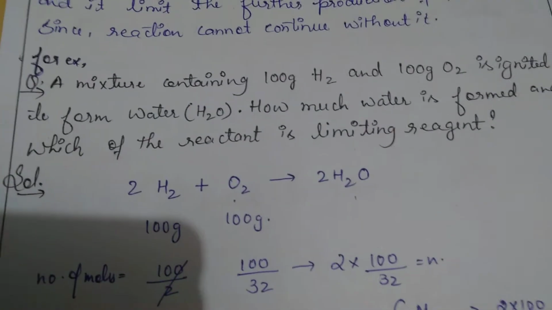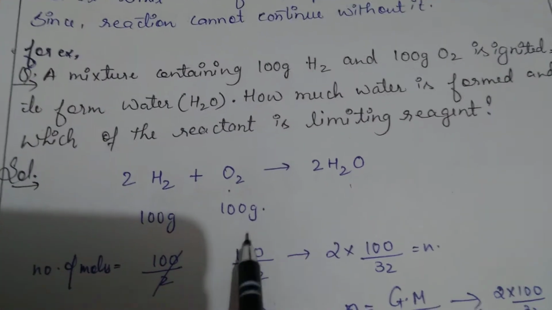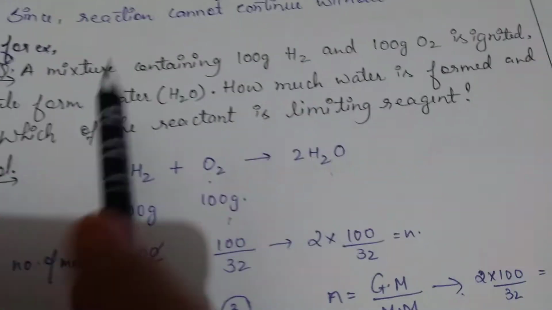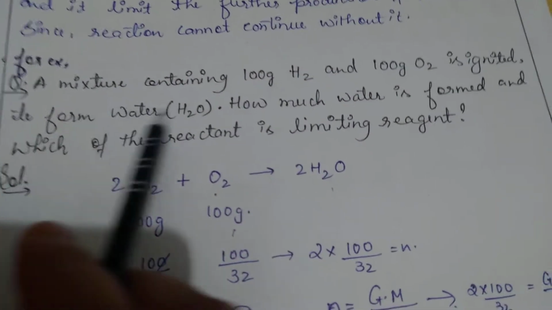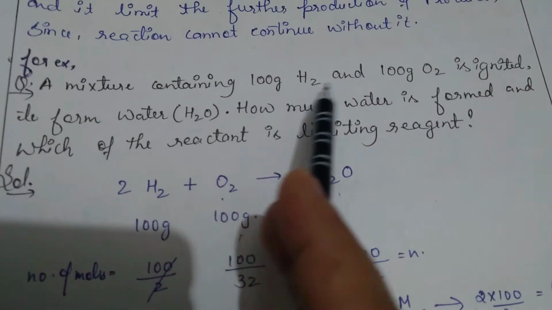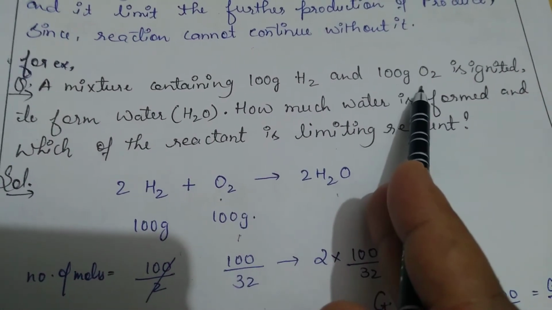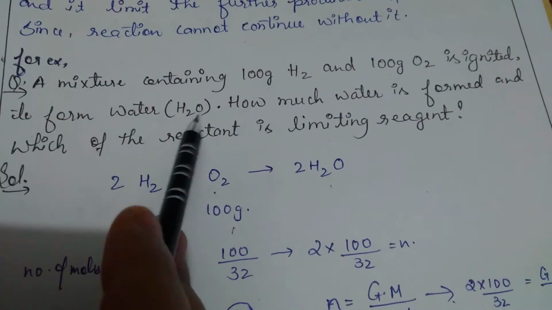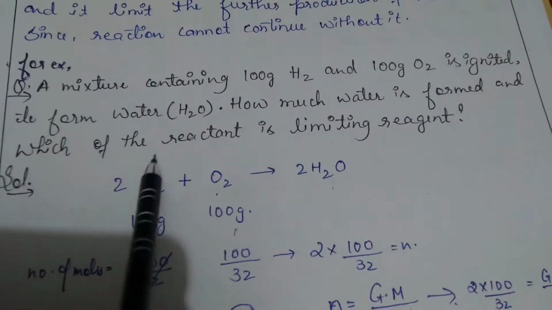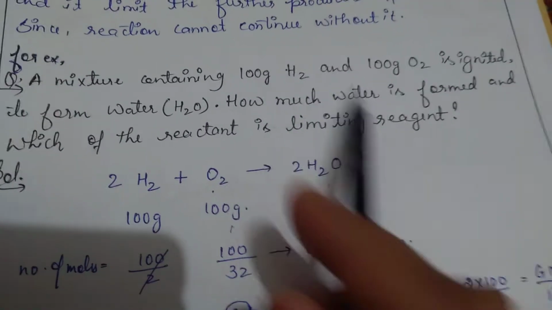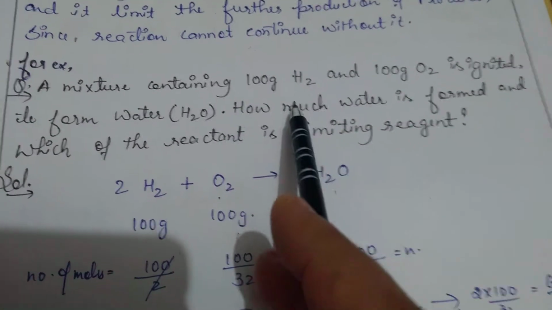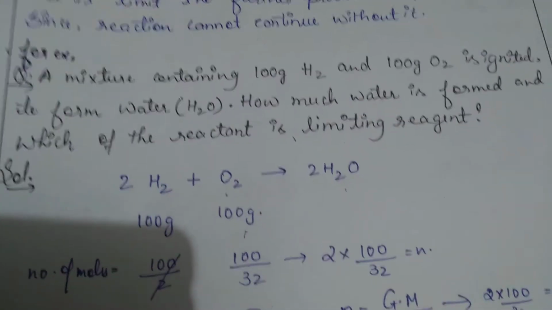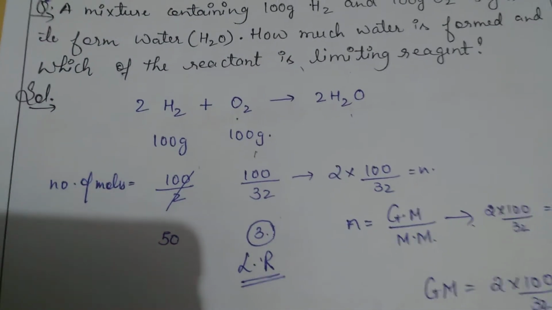Okay, now let's take an example of how to calculate the limiting reagent and which of the substances will be the limiting reagent out of the reactants in a reaction. So there is a question like this: a mixture containing 100 gram of hydrogen gas and 100 gram of oxygen gas is ignited to form water, H2O. How much water is formed and which reactant is the limiting reagent? This is a type of question which you will face while solving questions related to limiting reagent. Okay, so let's see the solution.